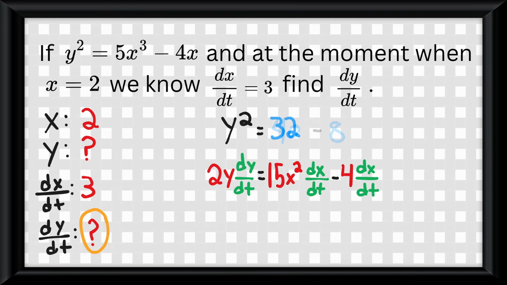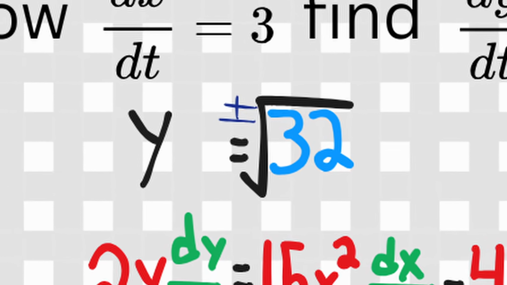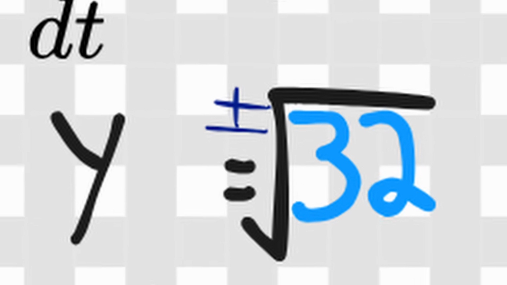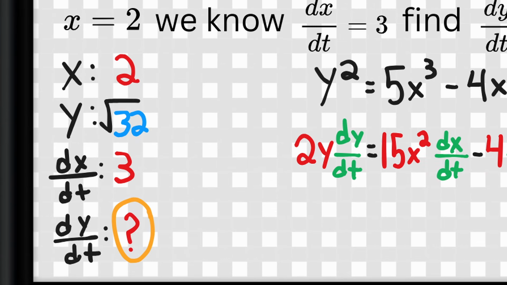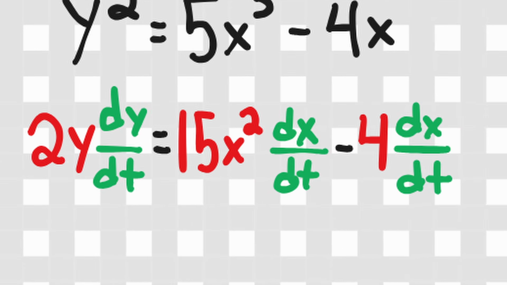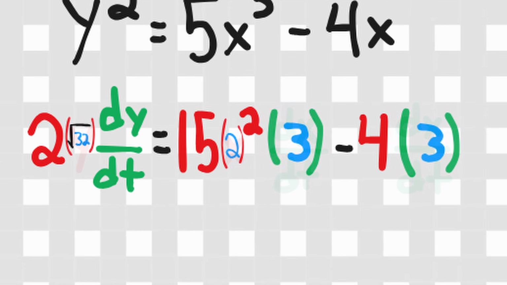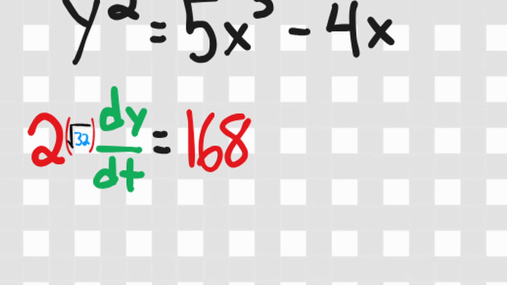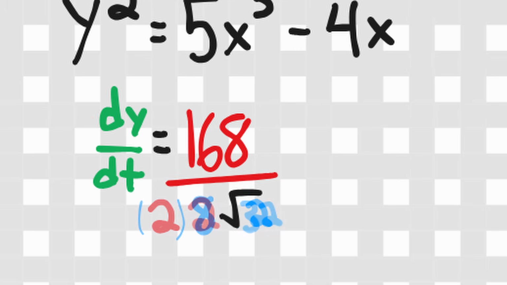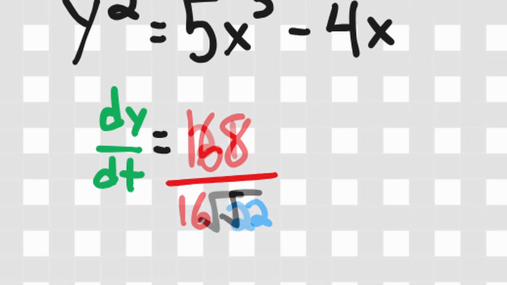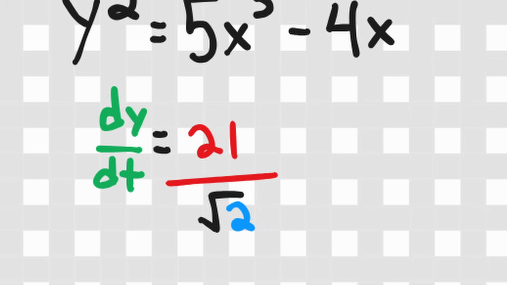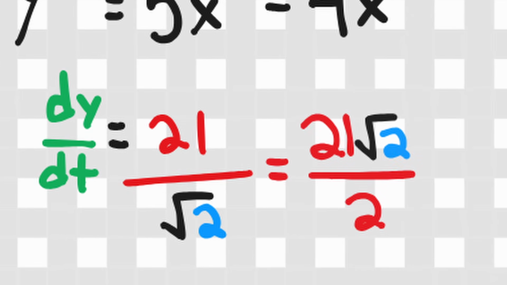So let's go back to our original problem and plug in what we know is x and solve for y. After some simplifying, we get y is equal to the square root of 32. Technically it'd be plus or minus the square root of 32, but for our purposes, let's just pretend like the minus isn't there, alright? So now that we know everything, we go back to the derivative function we solved and plug in everything. First, we simplify the right side, then we divide over the left side, do some more simplifying, and we get dy/dt is equal to 21 over the square root of 2. And yes, you can rationalize it if you'd like.